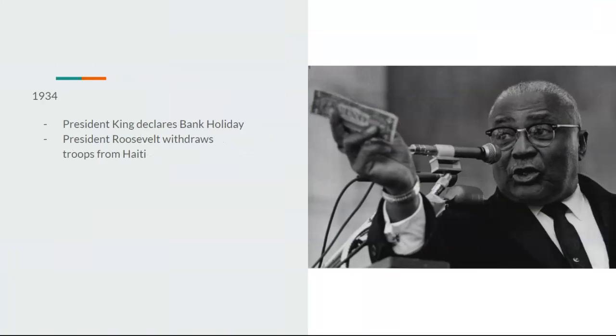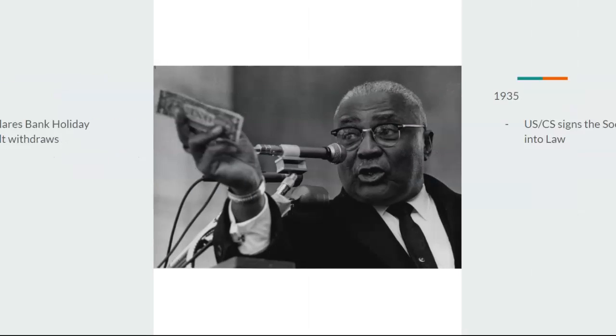In 1934, President King declares a bank holiday. He proposed working with the Union States to overcome this great tragedy. He calls it the Great Depression, and he works with President Roosevelt to see what he needs to do, and he declares a bank holiday. And, of course, President Roosevelt withdraws the troops from Haiti that had been there for a while now.